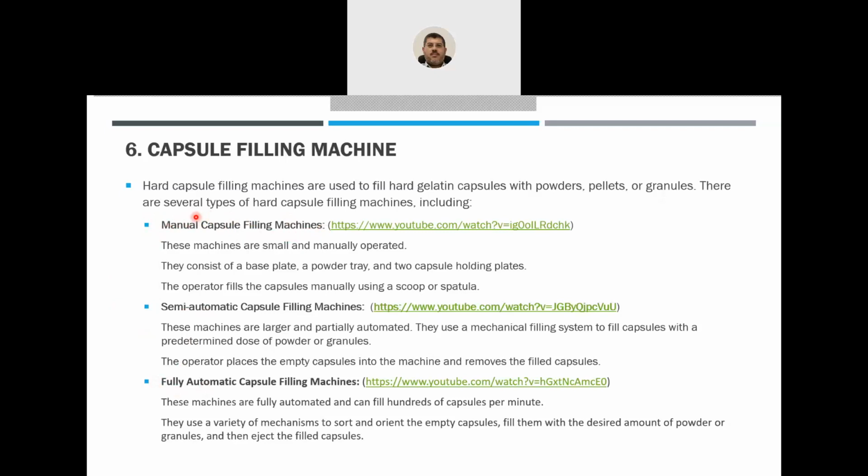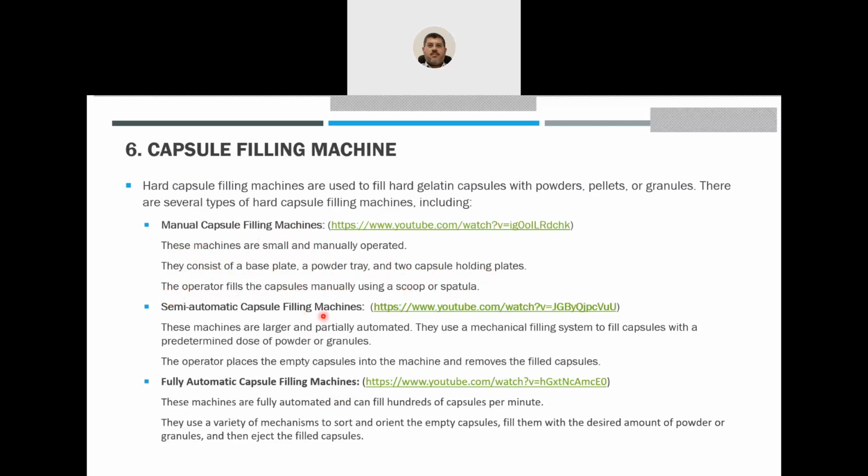For small-scale production in pharmacies, especially in the US, they use semi-automatic capsule filling machines. But in industry, fully automatic capsule filling machines will be used. The manual capsule filling machines are small, manually operated. They consist of a base plate, a powder tray, and a capsule holding plate. The operator fills the capsule manually using a scoop or spatula.